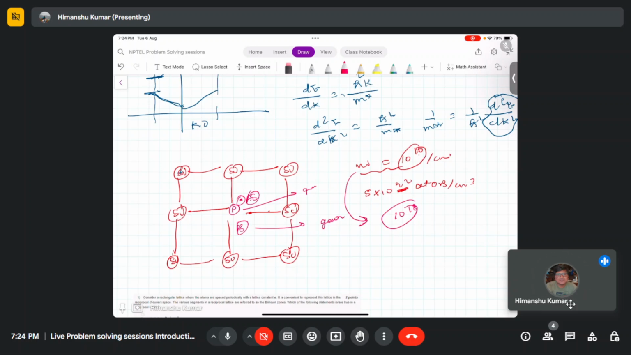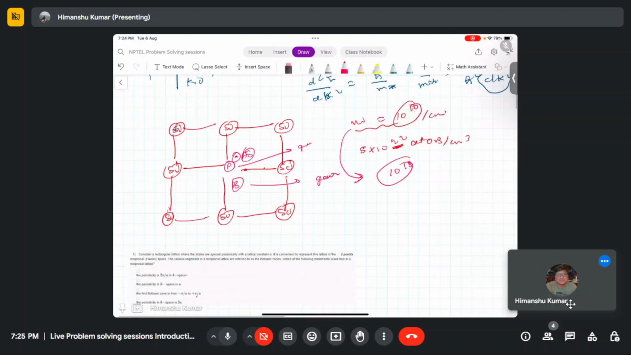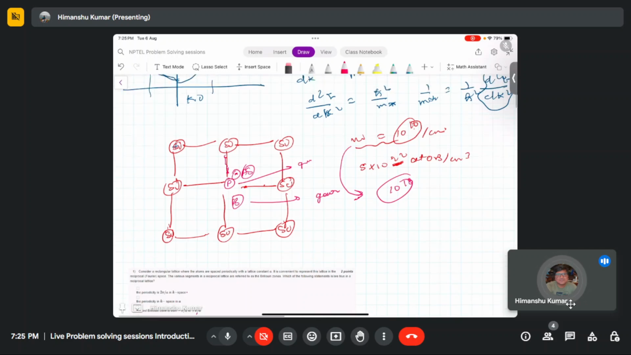Conductors do not show these properties. And if, instead of a group 5 element, you put a group 3 element, then one nearby silicon will not get bonded, and that will lead to formation of holes. Yeah, so that is the summary.